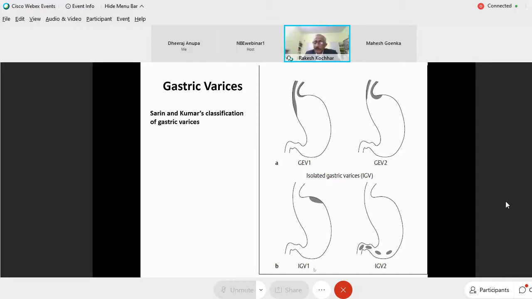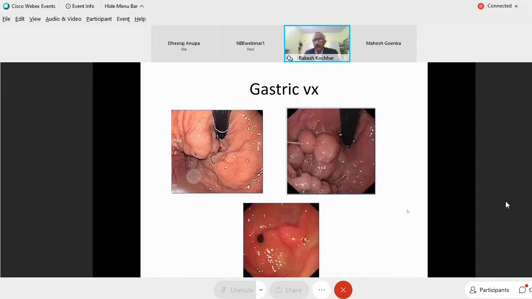Then you have IGV1, that is isolated fundal varices, when there are no associated esophageal varices. This occurs classically in segmental portal hypertension. Then you have ectopic varices, IGV2, which may be anywhere in the rest of the bowel, in the antrum or in the duodenum or even in the colon.